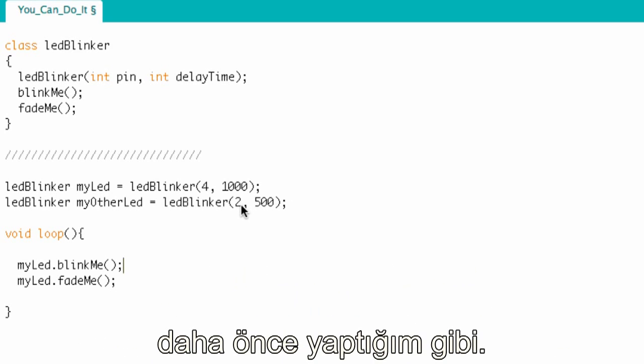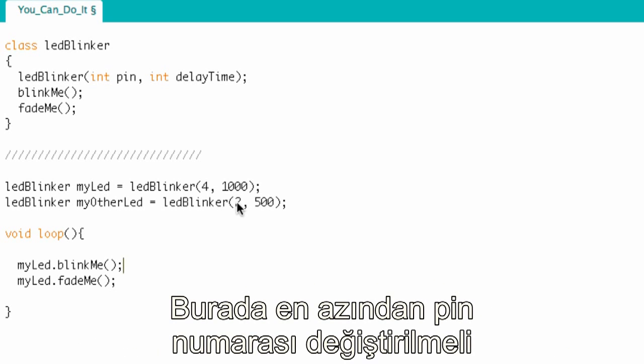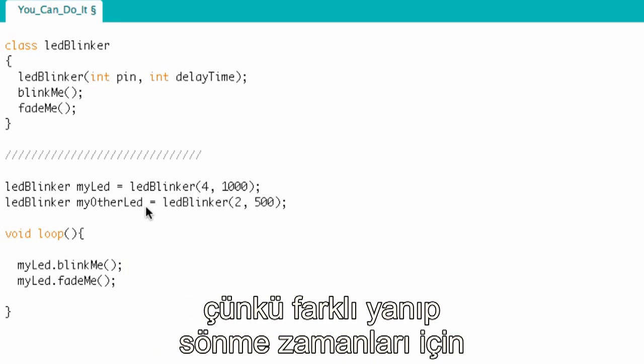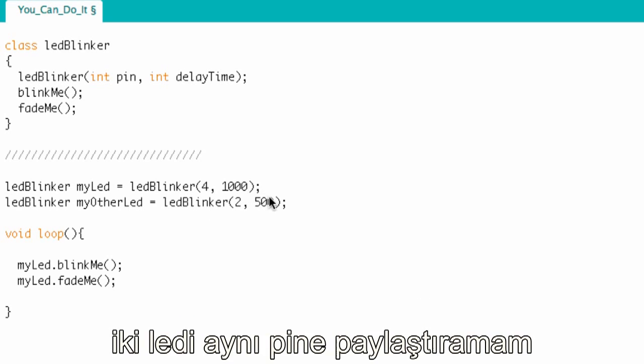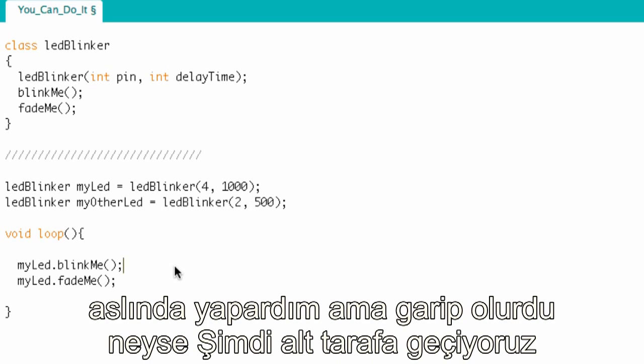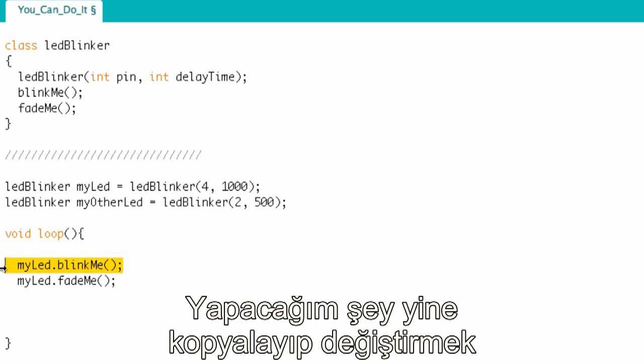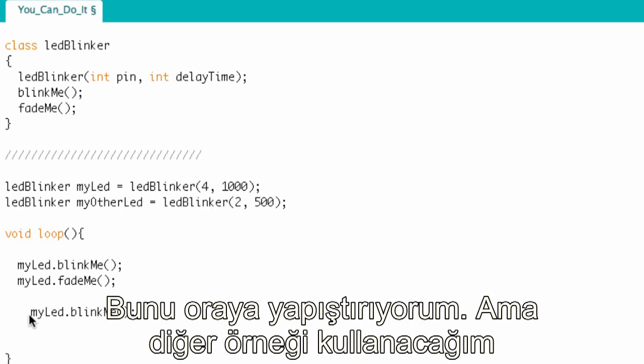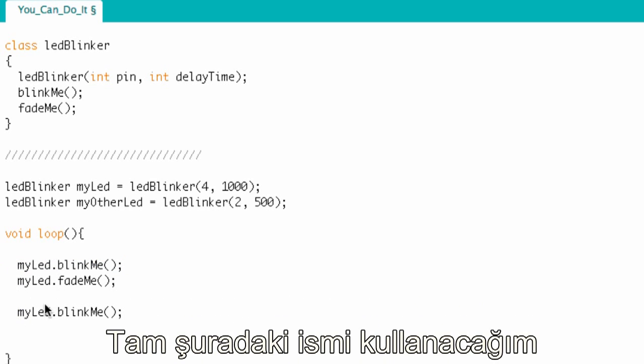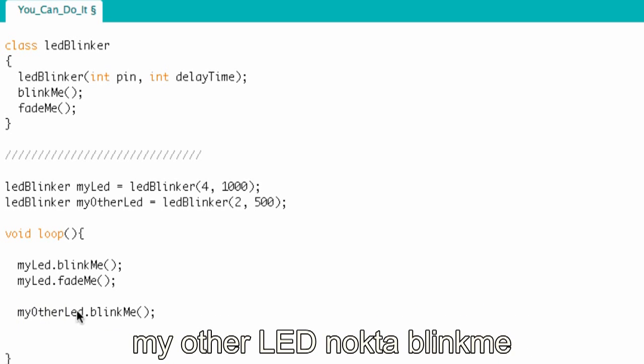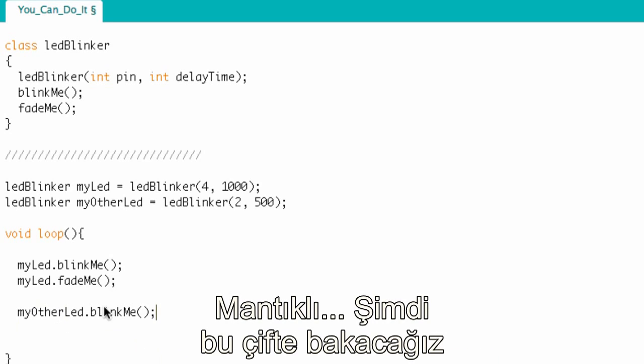I don't have to change the arguments that I pass. Well, actually, the pin number I have to change. In this case at least, because I can't have two LEDs sharing the same pin blinking at different rates. I suppose I could, but it'd get kind of weird. But anyway, so now what do I do down here? Well, all I've got to do, I can do the same thing again. I'll just paste that there. But now when I want to refer to this instance, I just use that name right here, myOtherLED.blinkMe. Does this make sense?